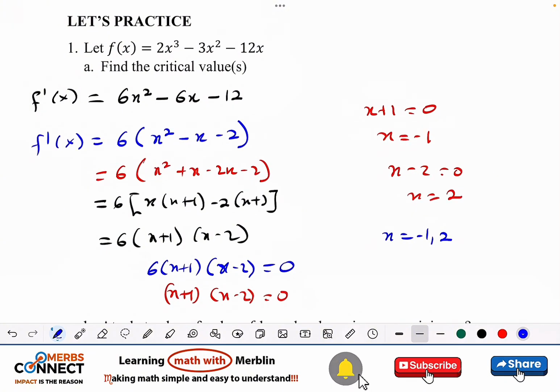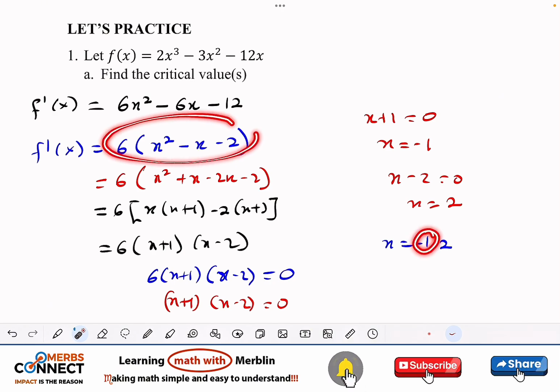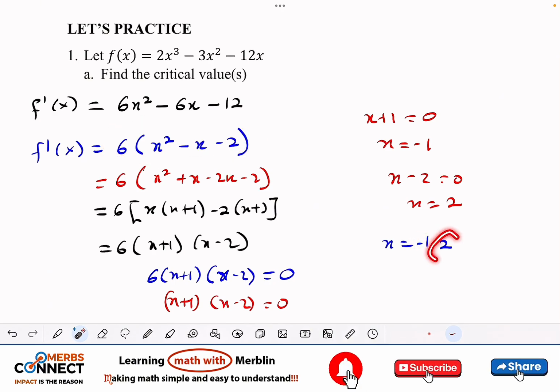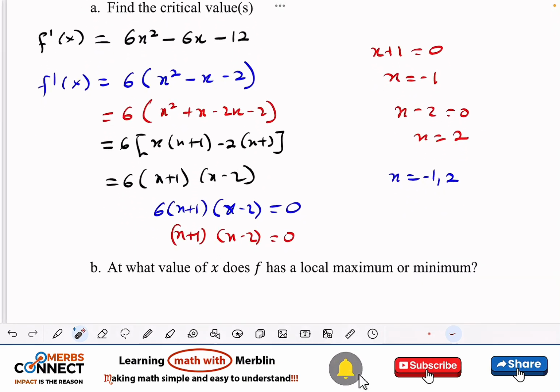So that's basically what you are going to do here. I plug in -1 inside the first derivative, and you will see that I'm going to get 0. And when I plug in 2, I'm also going to get 0 as well. So that is what we are just doing here.